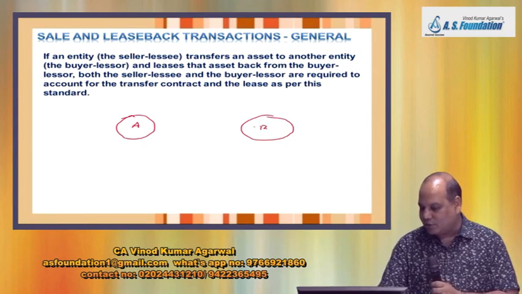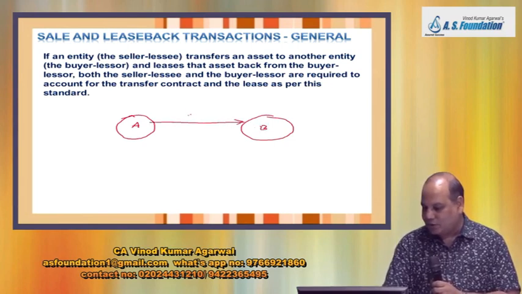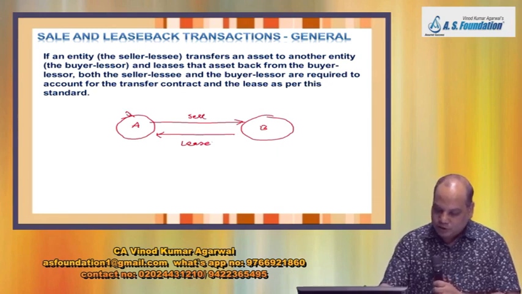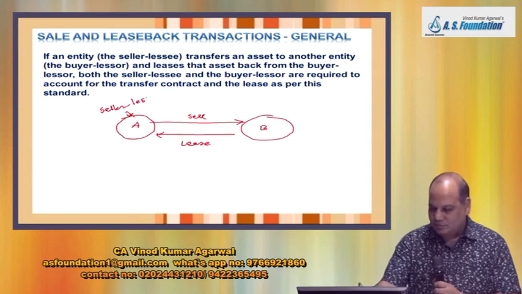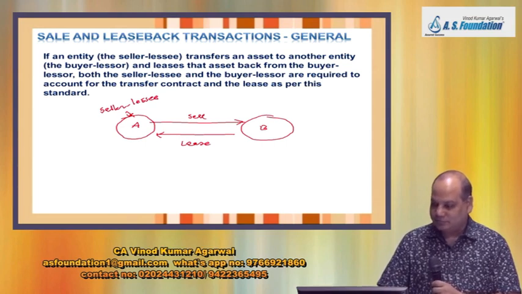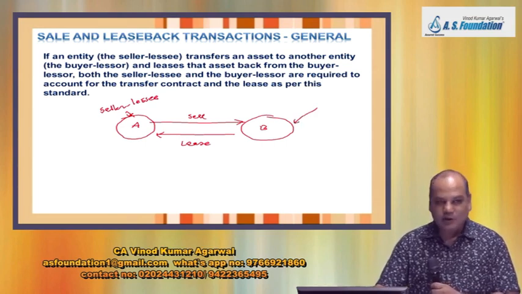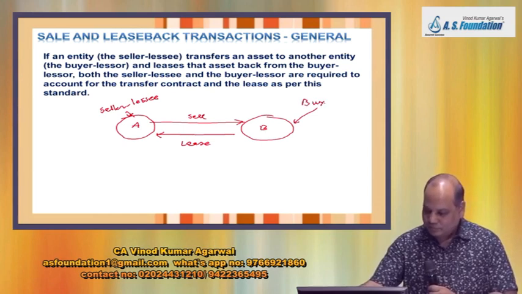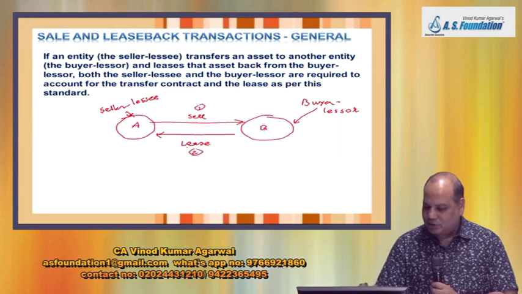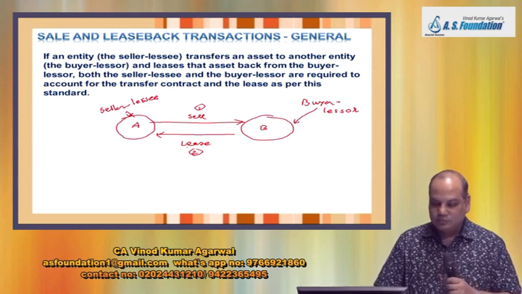There are two parties, A and B. A sells the asset, B gives the asset on lease to A. So we will give a name to Mr. A or entity A, seller lessee. He is seller and is lessee. And we will give a name to B, buyer lessor. He is a buyer in the first transaction and is a lessor in the second transaction.